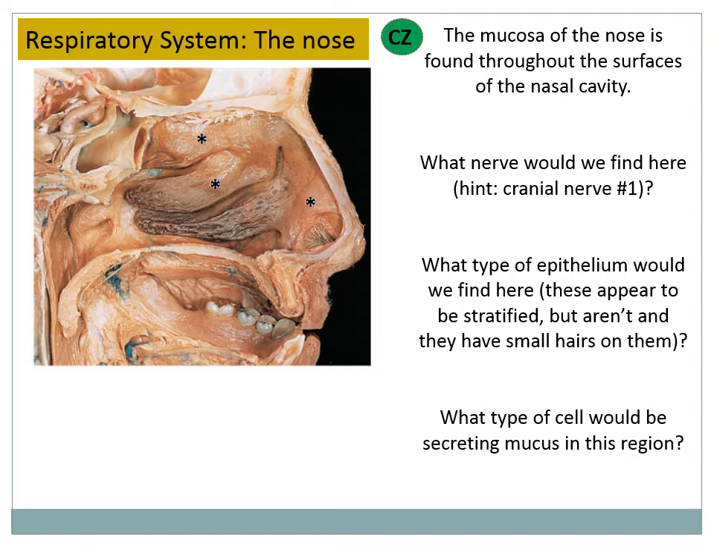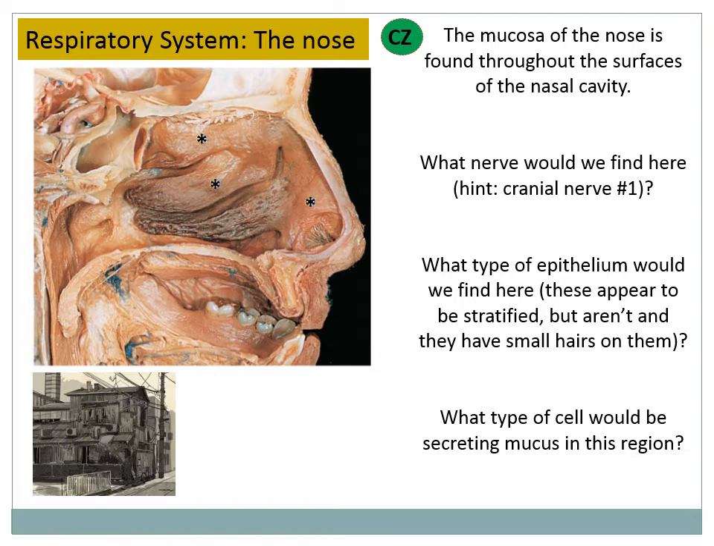Thinking back, we always want to keep remembering things. What nerve would we find here? And we're going to find cranial nerve number 1, which is the olfactory nerve, right? So I have the olfactory there to help you. So the olfactory nerve is what we find here in the nose, in our nasal cavity.